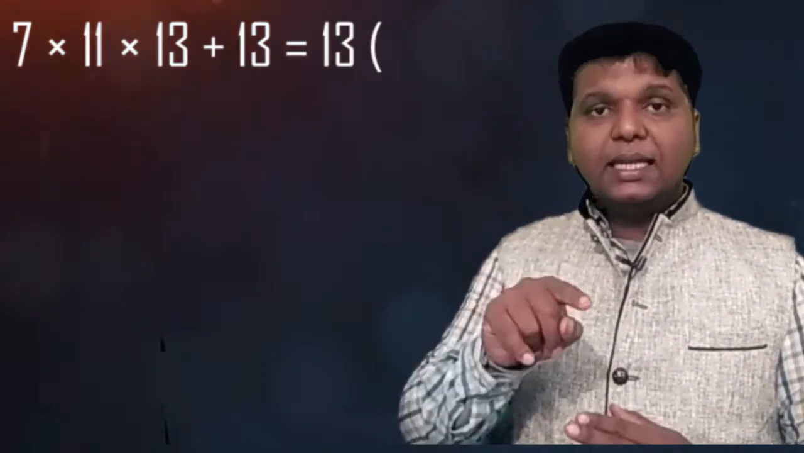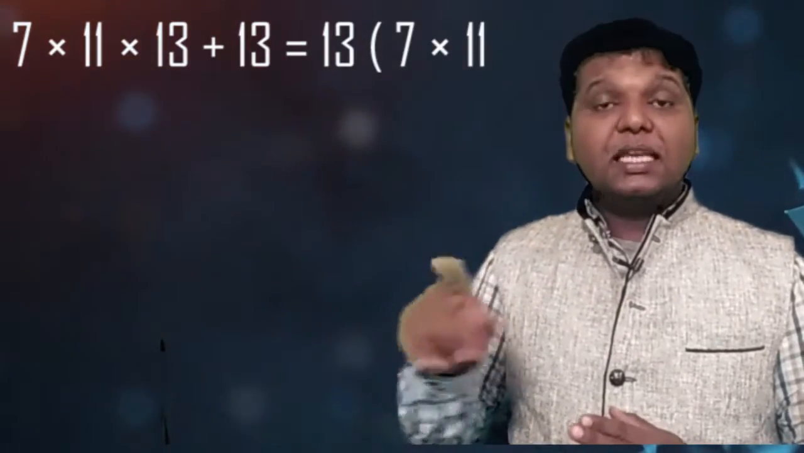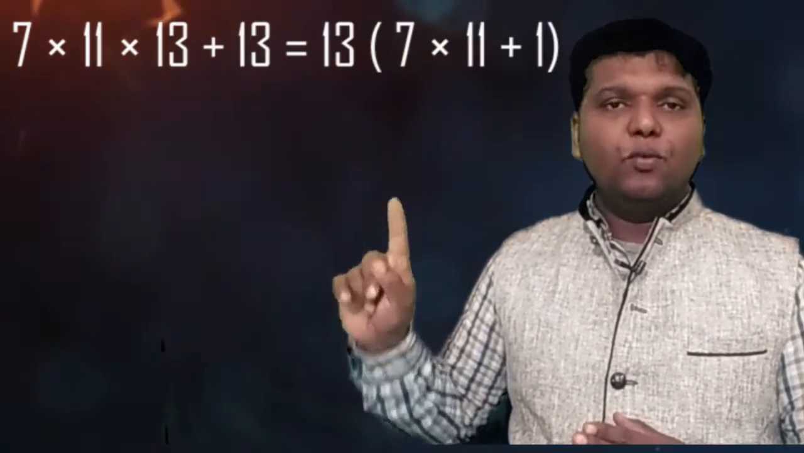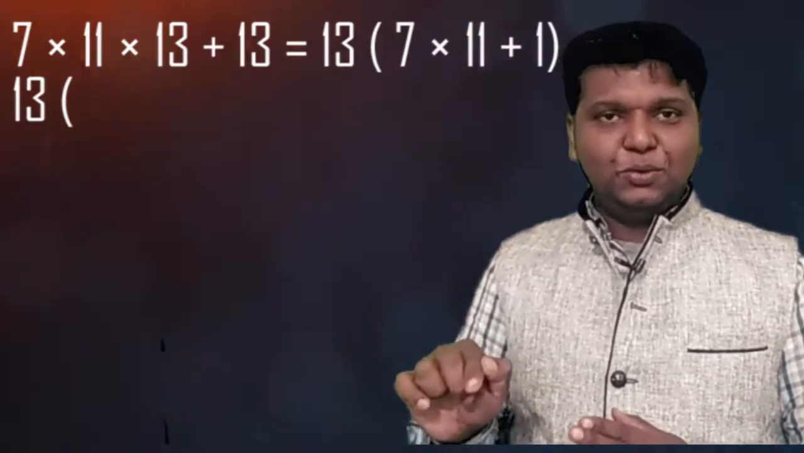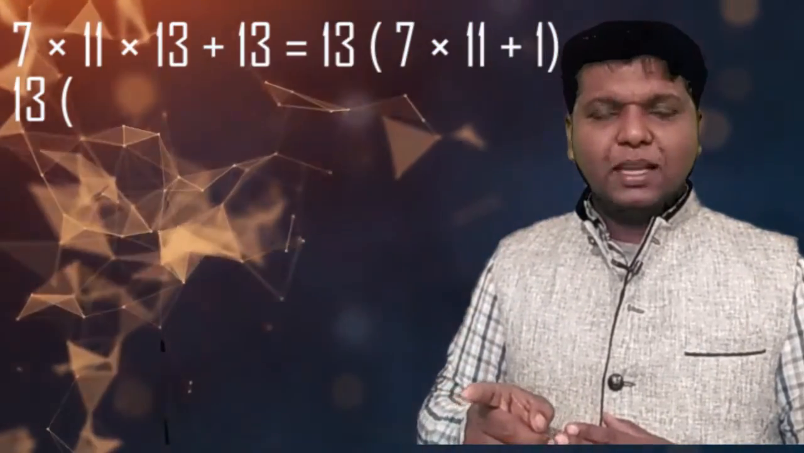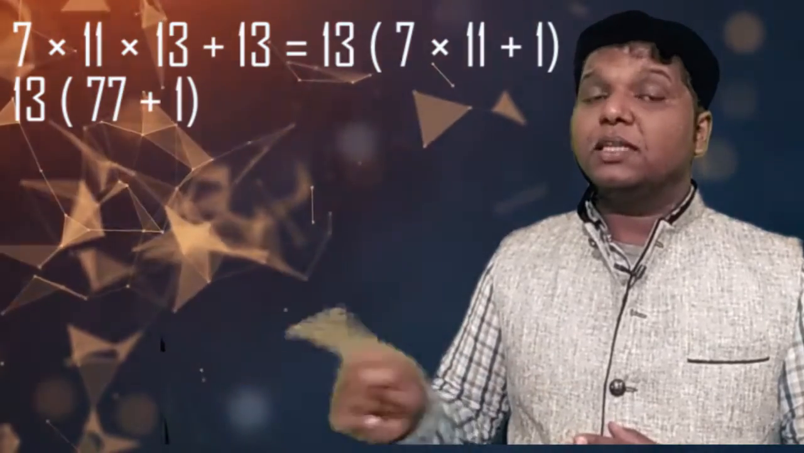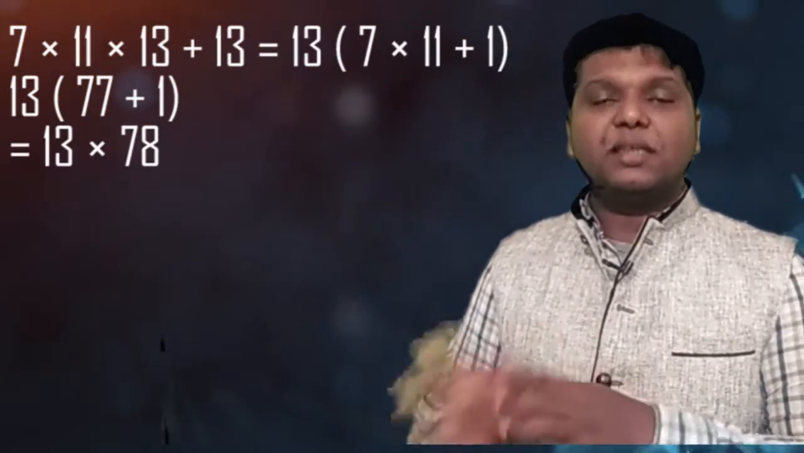So if you're bringing out that 13, how can you write? 7 into 11 into 13 plus 13 is equal to 13 multiplied by the rest of them, you have to write inside brackets. 13 into (7 into 11 plus 1). That means 13 into, what is 7 into 11? It is 77. 77 plus 1 is 78. That means 13 into 78.